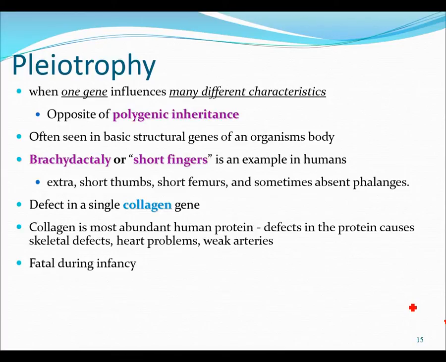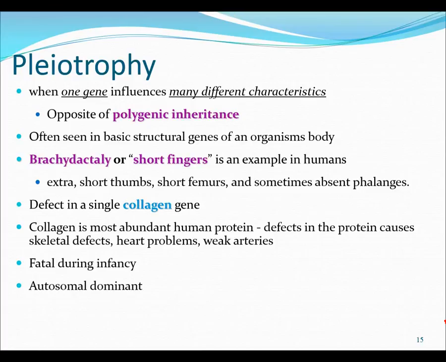And remember we said collagen is a structural molecule, produced as fibers. A single defect or mutation in this gene can affect many different characteristics. If there's a problem with it, it's generally fatal during infancy. Now, one of the things about this is that it's an autosomal dominant disorder.